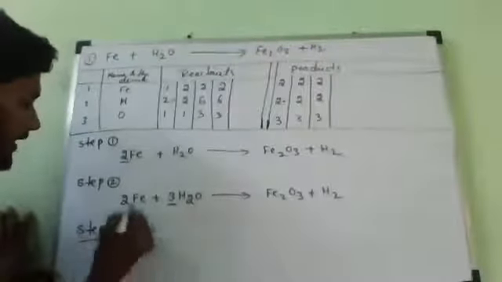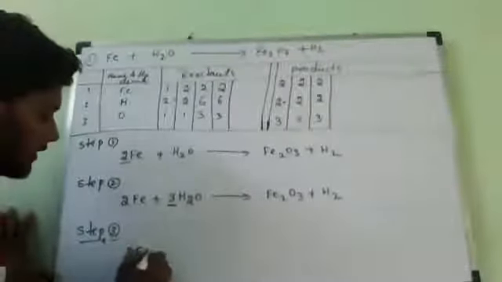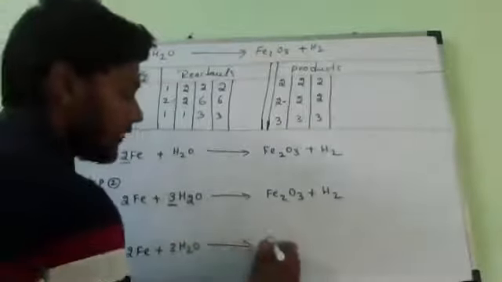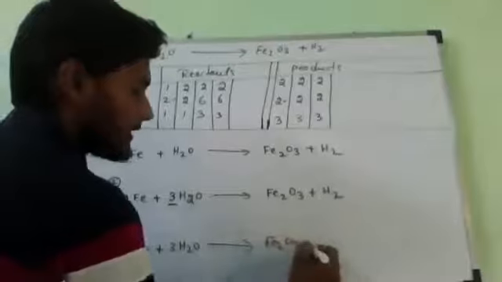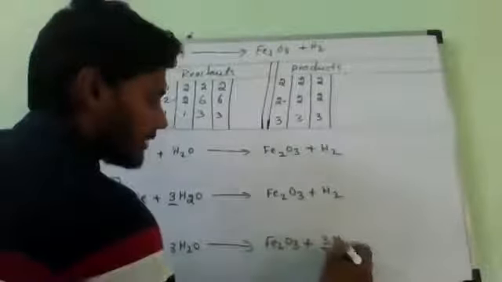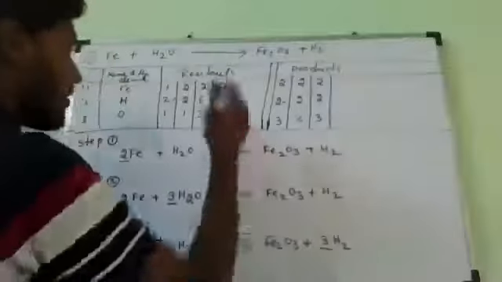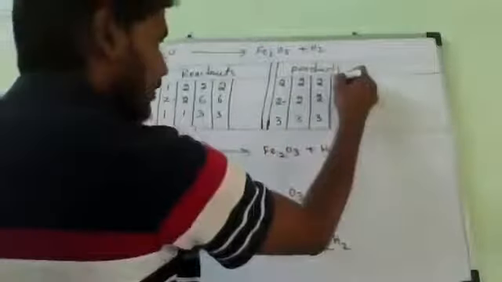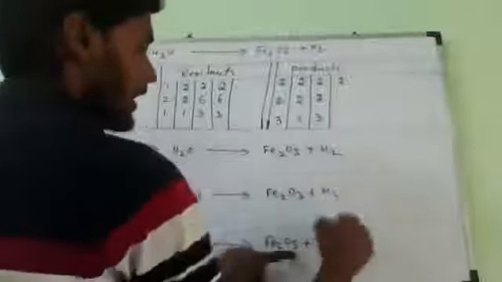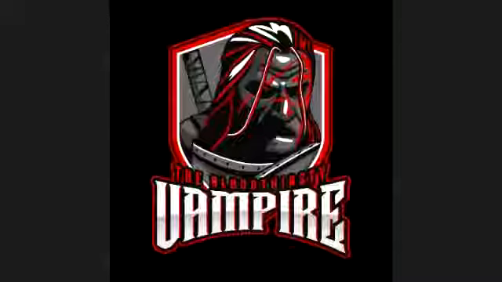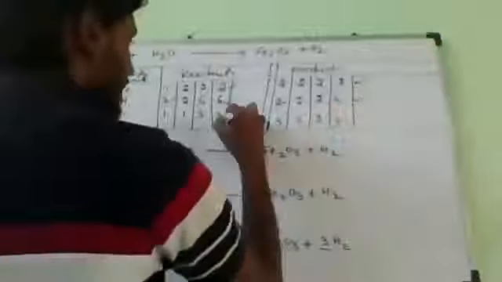So step 3, let us go for it. 2Fe plus 3H2O, which will give you Fe2O3 plus 3H2, where the coefficient is 3. So 3 2s are 6. That's all, I am multiplying with 3. Here no change. Here what will come? Irons are 2, oxygens are 3, and hydrogens are 3 2s, which is 6. So now you verify: 2, 2, 6, 6, 3, 3.